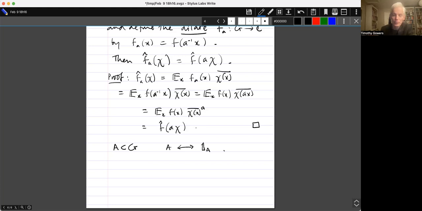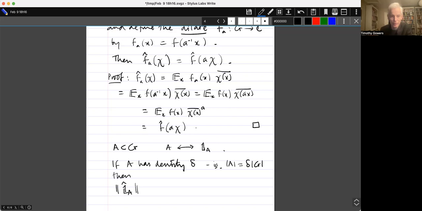But before I do that, I want to make a little observation, which is: if A has density delta, I'm not sure whether I've defined density, so let's just remind you, i.e. the size of A equals delta times the size of G, then let's have a look at the L2 norm of 1_A hat squared. So this is a function defined on the dual group, so I can take sums. So it's the sum over all chi of |1_A hat of chi| squared, and I'm just going to apply Parseval.